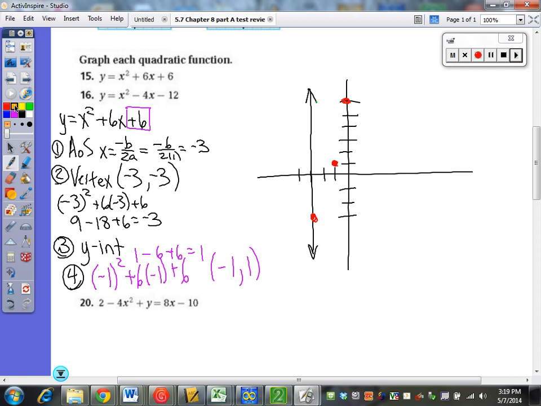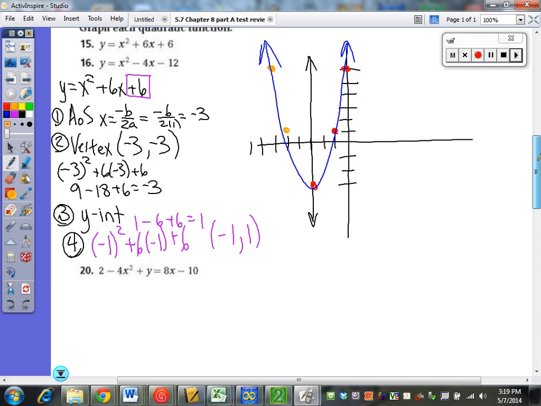Now I can reflect those points. So if this one is 2 away, this can be 2 away, so then this one will be 2 away. If this is 3 away, then this one will be 3 away. And then here we have a sketch of our parabola. Okay? So we should be able to determine from that how we would do number 16.